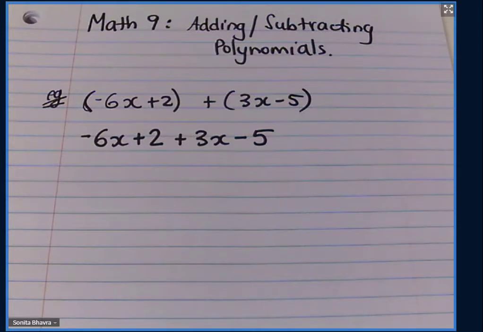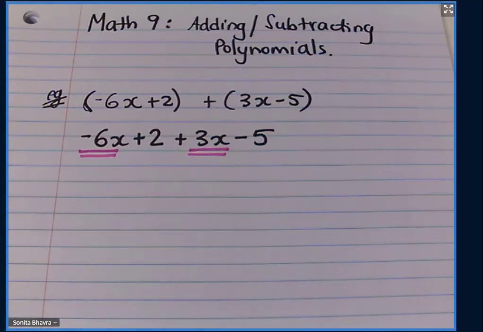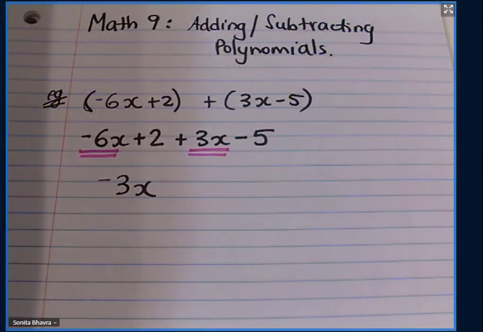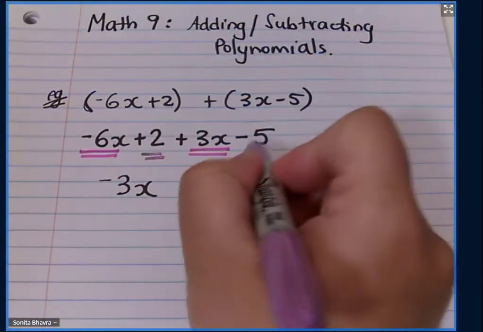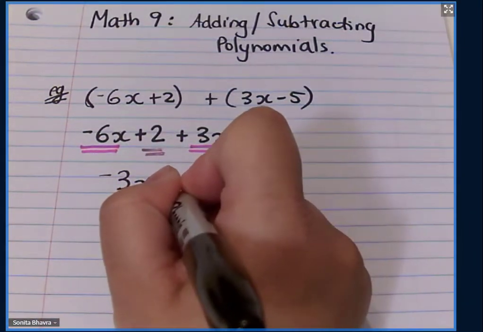So remember, our like terms have to have the same variable, and the variable has to have the same exponent. So here we have negative 6x and positive 3x. So we can collect those together. So negative 6 plus 3, that gives me a negative 3x. And the other two we can collect together is the positive 2 and the negative 5. All right, so positive 2 and negative 5, that gives me negative 3.